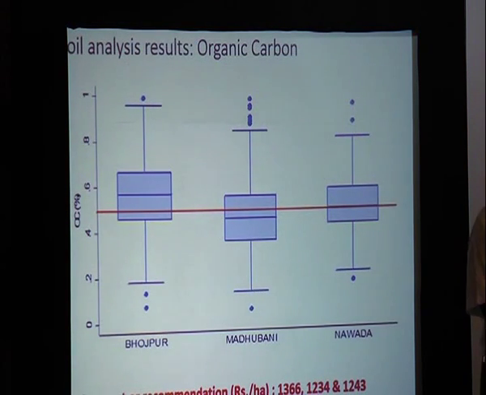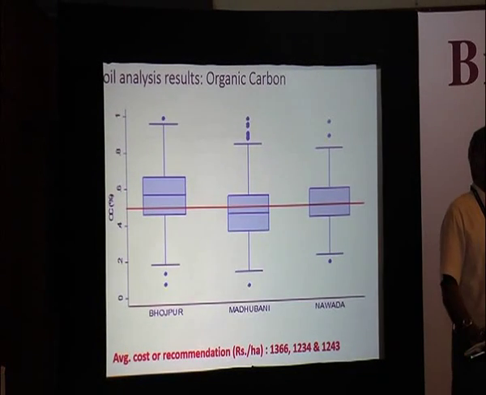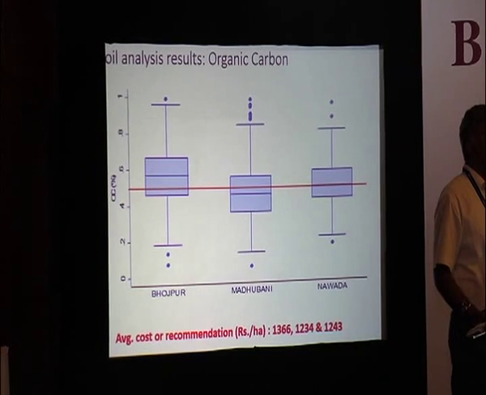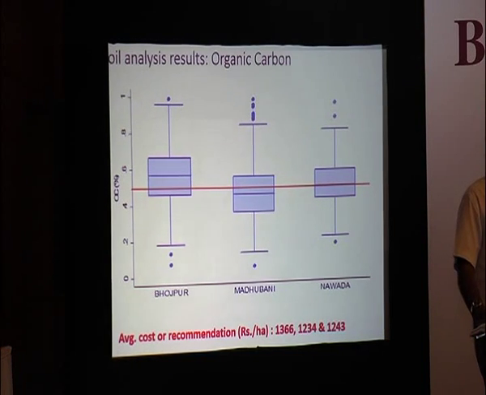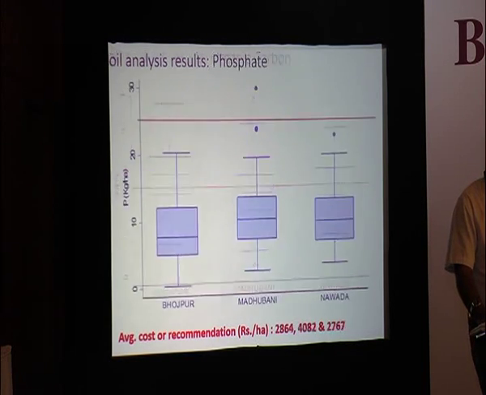So the soil analysis results, the soil testing results, showed that the red line shows the threshold value for being medium or high urea. So urea, almost half in all 3 districts, half of the farmers reported very little organic carbon, low organic carbon content in the soil. That is a result of less application of organic matter to the soil and over years intense use of urea, probably that too.